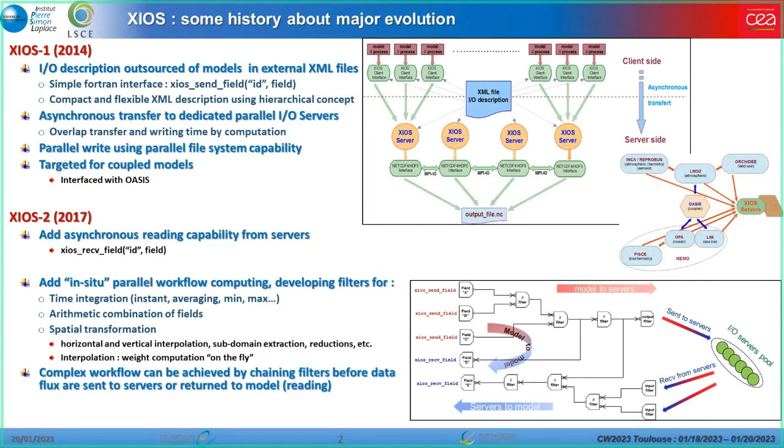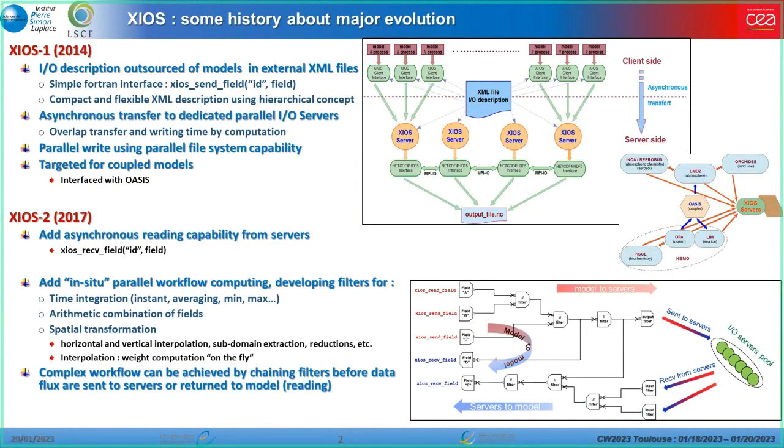And in the model, we keep a very simple interface, to send the variable of the field to the XIOS server. That means the xios_send_field interface with just the ID, this is a character string, and the address of the field. The second idea is to use asynchronous parallel I/O servers to make the writing, and to be able to overlap the transfer and the writing time by computation.